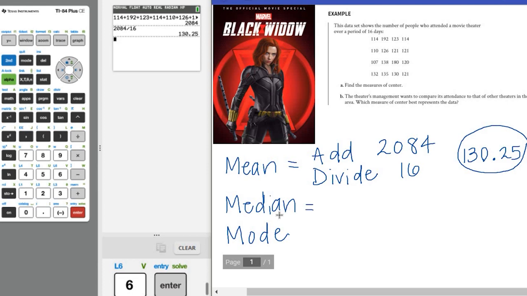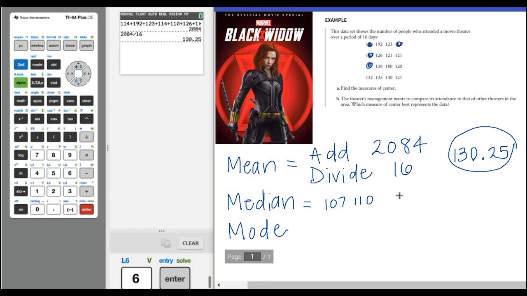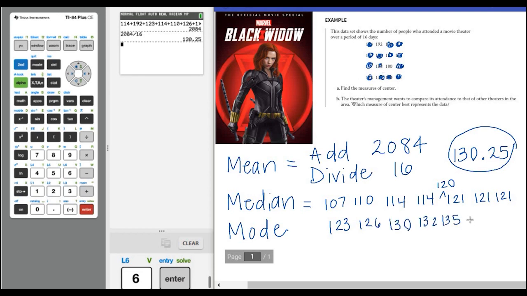And now we'll talk about the median. So the median is our middle number. So the first thing we need to do when we're looking for the median is to put the numbers in order, from least to greatest or greatest to least. Now that I have my numbers in order, I'm going to find the middle number.